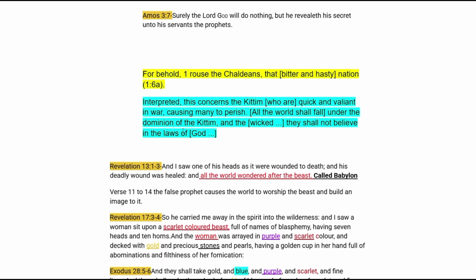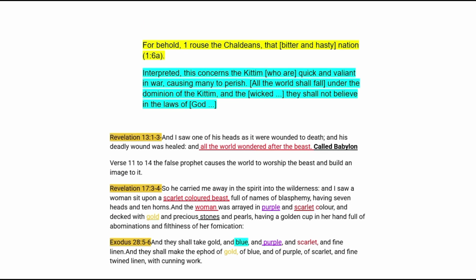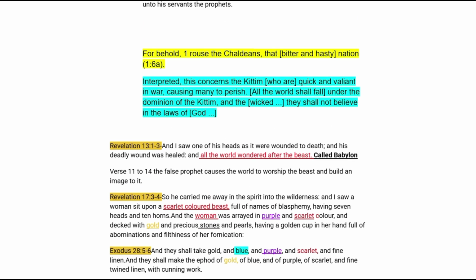All the world will fall under the dominion of Kittim and the wicked. Where have we seen wicked? The wicked priest. Come on, I don't think it takes a degree to figure out that the word that's missing there is priest. And if it is, then I think that reveals something really cool, because it shows that Kittim and the wicked priest are going to work together in a union, some kind of unholy union.